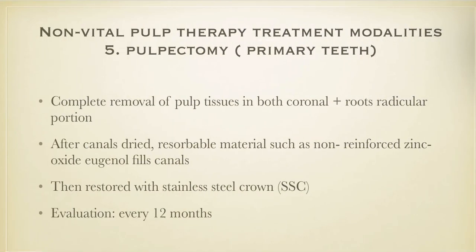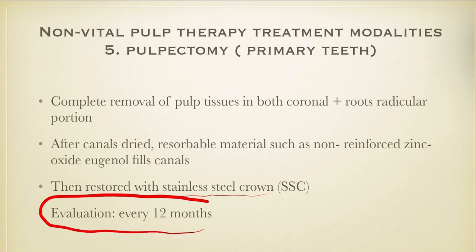So, pulpectomy. We have now talked about the pulpotomy. Now, pulpectomy is the removal of pulp tissue in both the coronal and radicular portions. After the canal is dried, we put a resorbable material such as non-reinforced zinc oxide eugenol, which fills the canals. Then exactly the same thing, restored with a stainless steel crown, and we evaluate every 12 months.